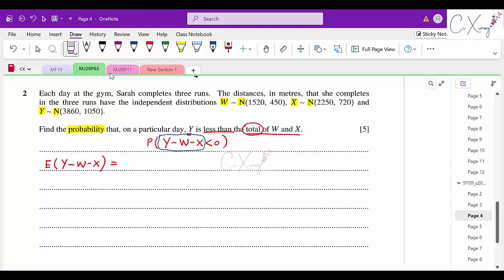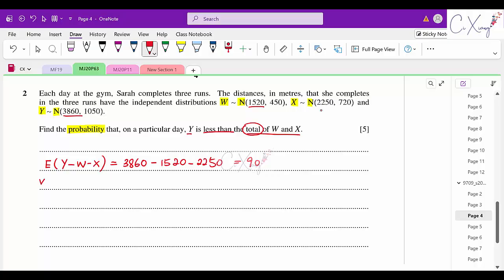And what is the mean here? For the mean here, I'm having the mean of y. Mean of y is 3860, minus the mean of w, minus, you copy the minus. Mean of w is 1520. And then what is the mean of the x? The mean of the x will be 2250. And the mean value that I get for this particular variable is 90.